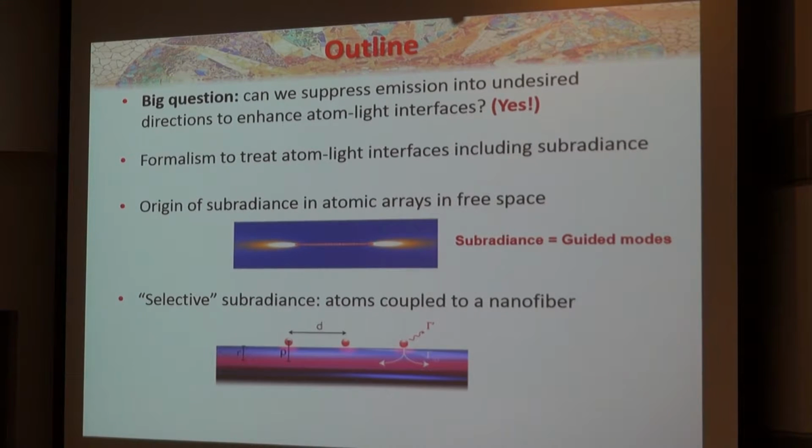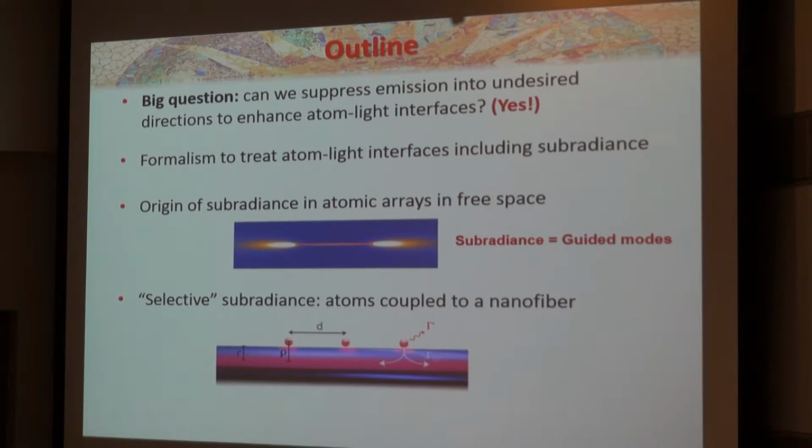So subradiance means you have some excitation in your atoms, and it just stays there forever. So it's just really decoupled from light. And if you want an efficient atom-light interface, what you really want is for those atoms to talk very well to a mode that you desire, let's say a Gaussian mode, and be simply suppressed into all other directions. So I'm going to introduce another concept called selective subradiance, which exactly gives you that.